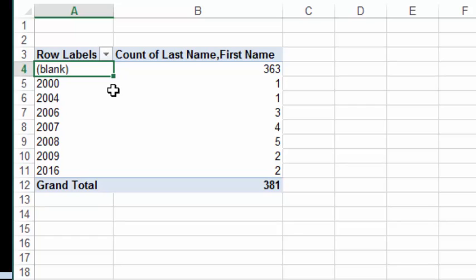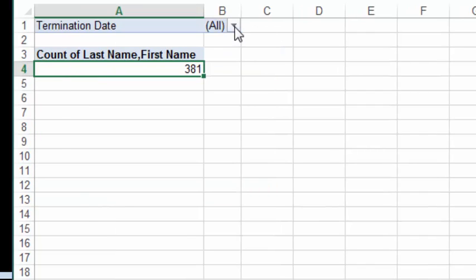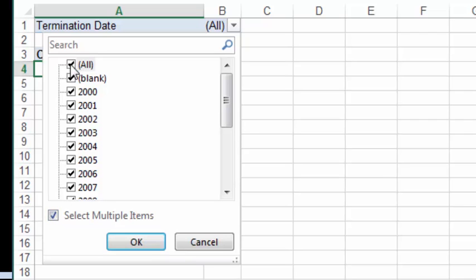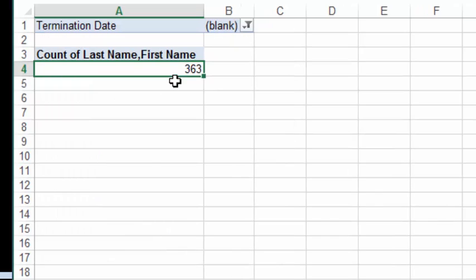So number one thing you always want to do with any analysis is to put termination date in filters and make sure that you filter out everything except blank. You don't want to see blanks in this case, but if you're doing analysis that's not terminated, make sure you only choose blank so it doesn't include terminated people. Okay, let's do that. All blanks, and it tells me there's 363 people who are not terminated. They actually work for me right now.